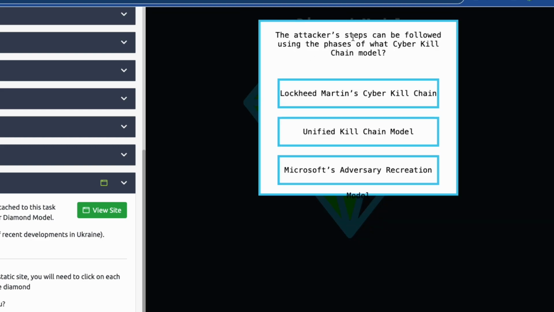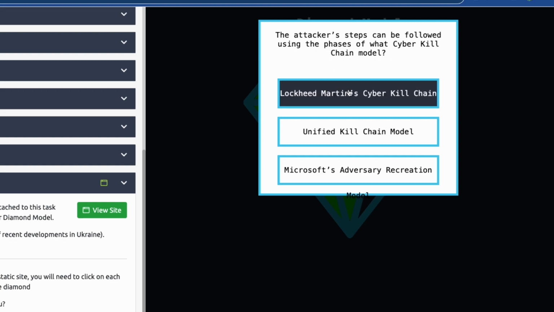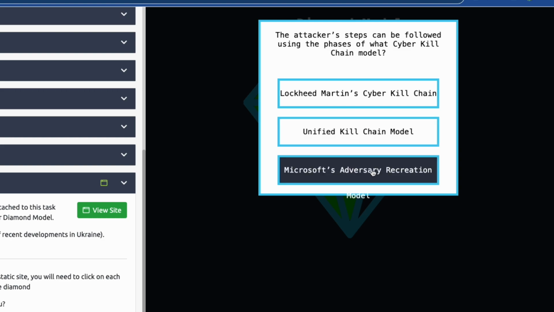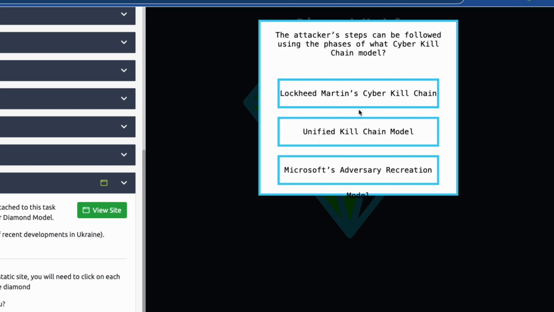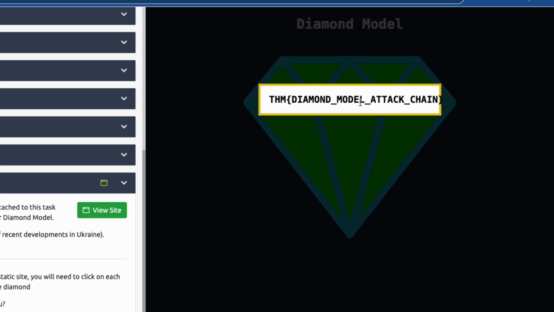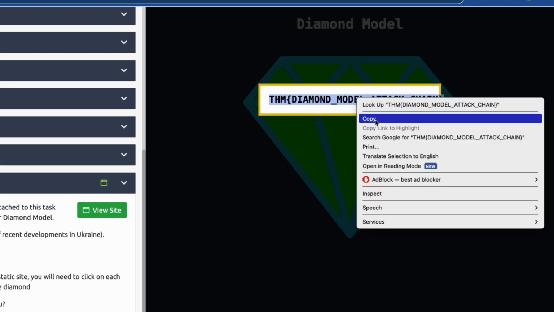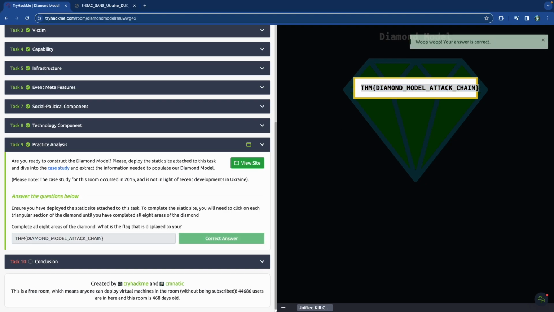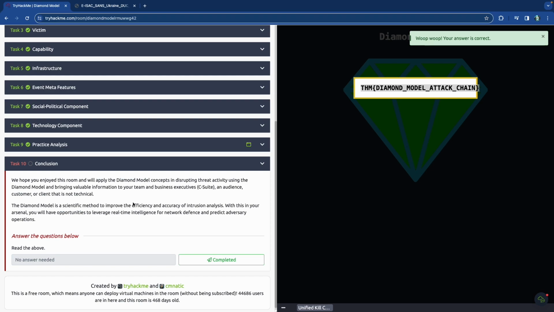And the attacker steps can be followed using the phases of what cyber kill chain model. So, I mean, they're talking about the Lockheed Martin because they only showed us 7 steps. Unified kill chain had 18 steps. And I haven't even read the Microsoft Adversary Recreation model, so I'm going to say that is the cyber kill chain. And there's our flag. And there is that. And we have officially completed this lab.